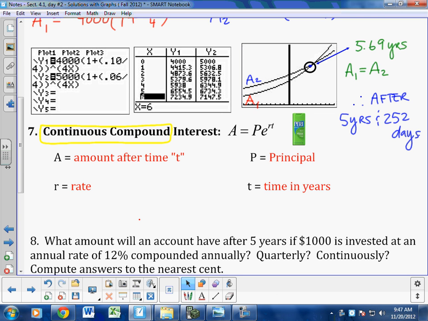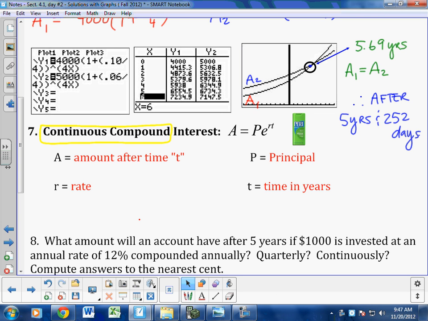It'll tell you if it's being compounded continuously. Compounded continuously would be like every day your money's being compounded, versus once every 3 months or once every month. Okay, it's continuously. It's used in business, banking, and economics.